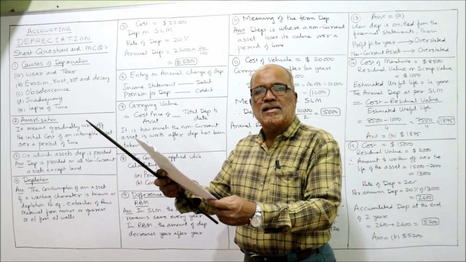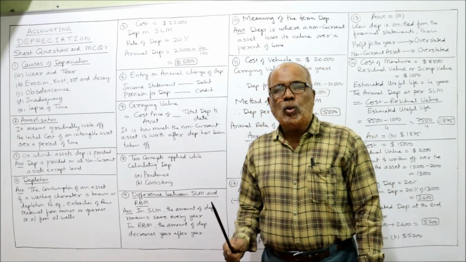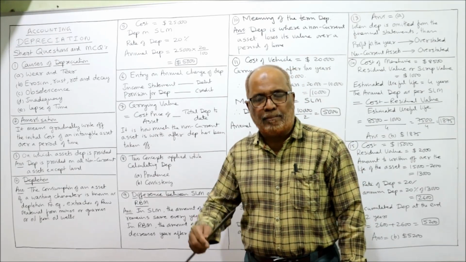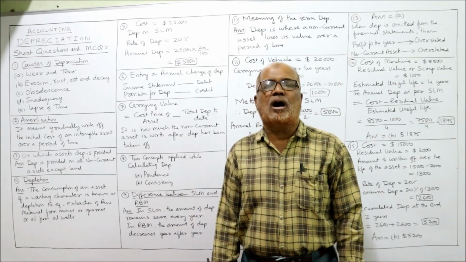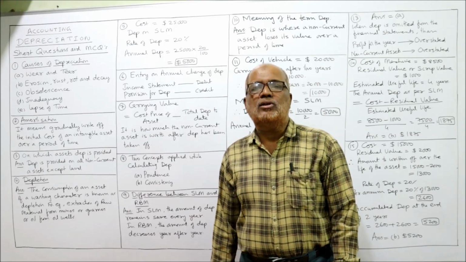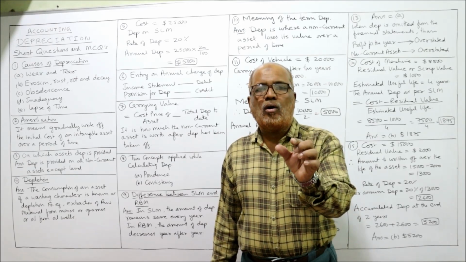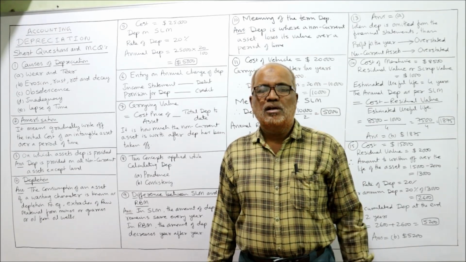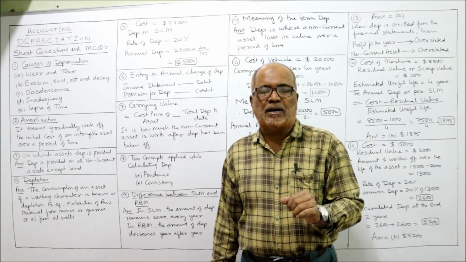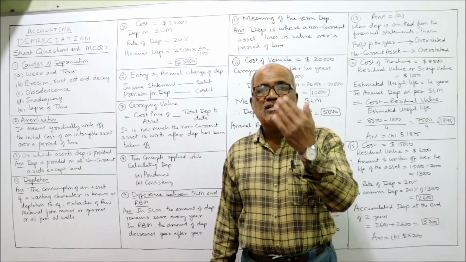Next, eighth one. What are the two concepts that are applied while calculating depreciation? The two accounting concepts followed for calculating depreciation are prudence concept and consistency concept. Prudence concept says we should provide for all the expected losses and expenses. If we do not provide them, what will happen? The profit will be overstated.